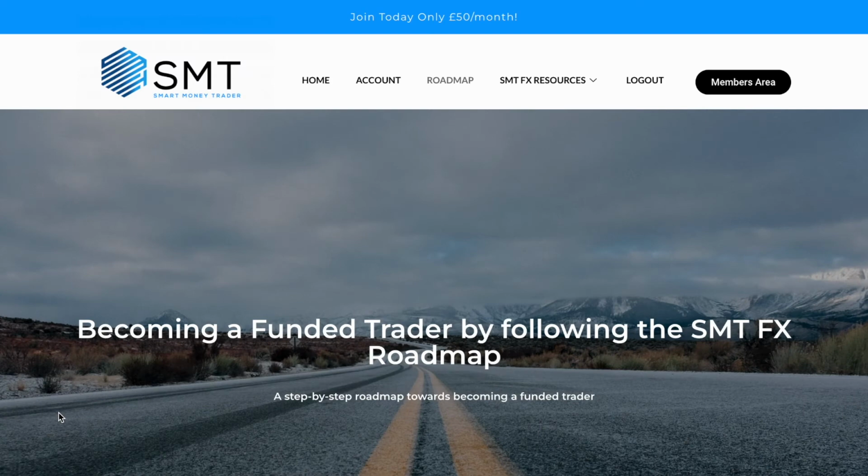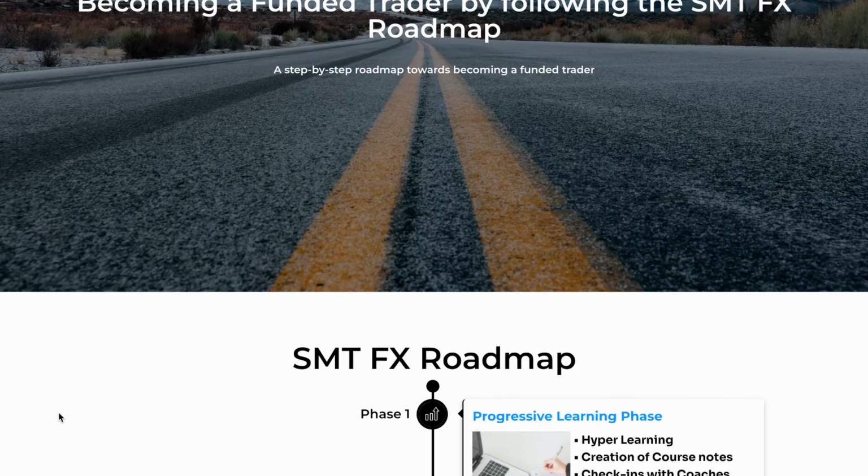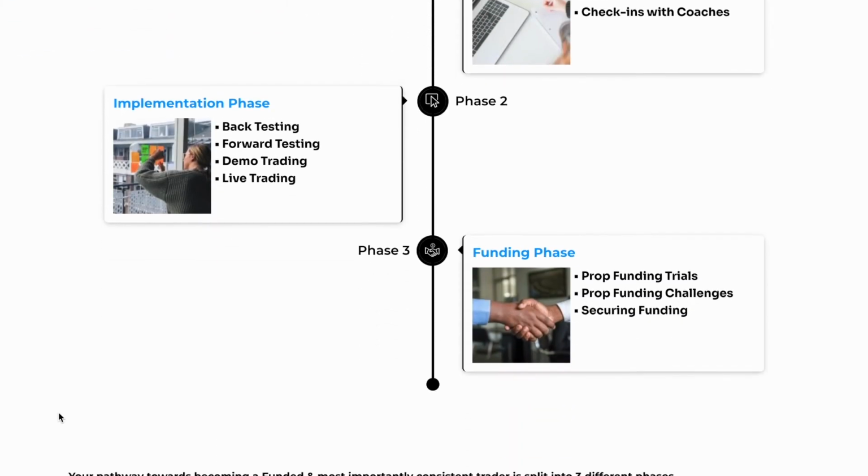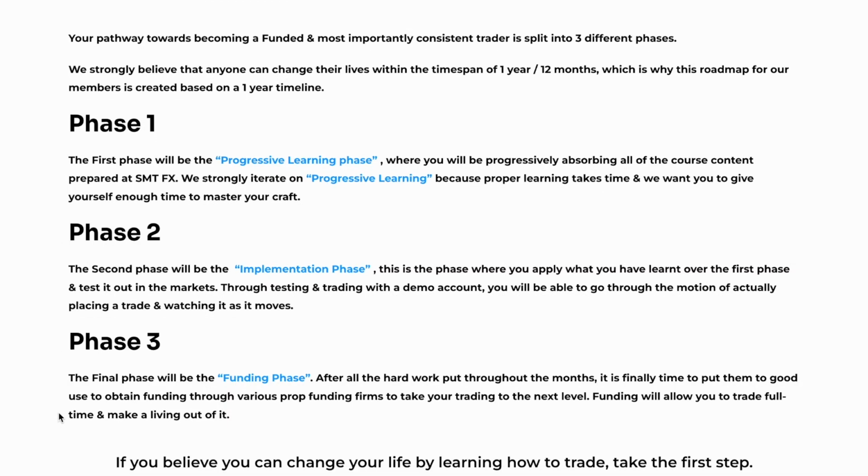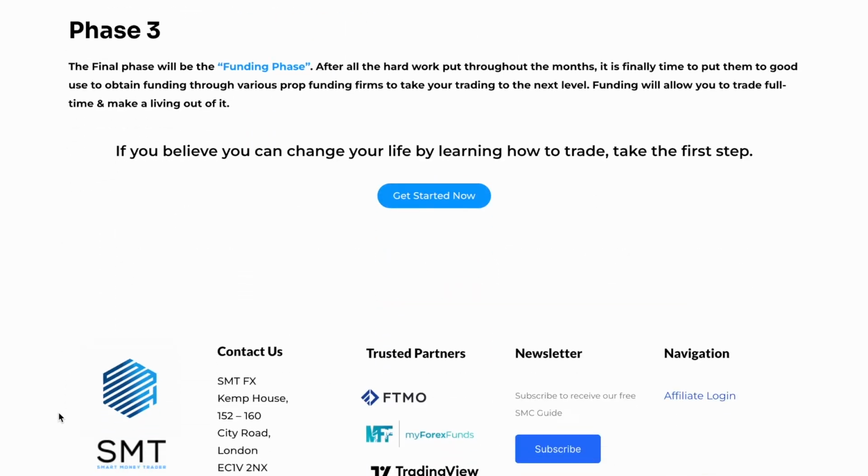So on our website we've designed a roadmap that will take you from being a beginner trader up to being a funded trader, so please make sure you have a read through this and understand that this isn't a process to be rushed. So have a read through this, there's some valuable information in here and it takes you through the different phases that we aim to take you through.